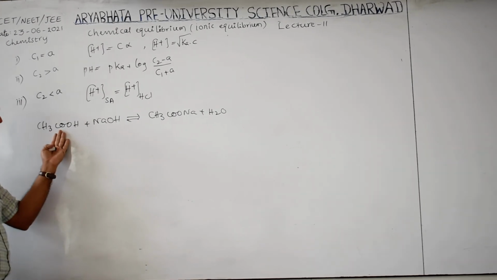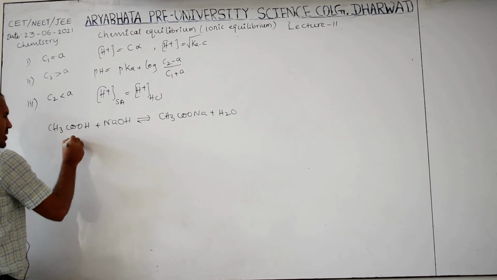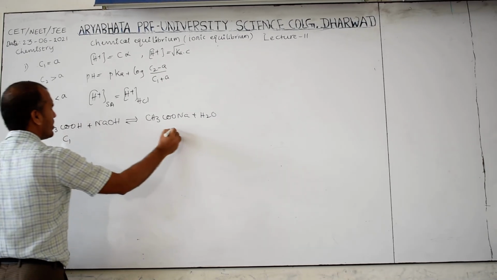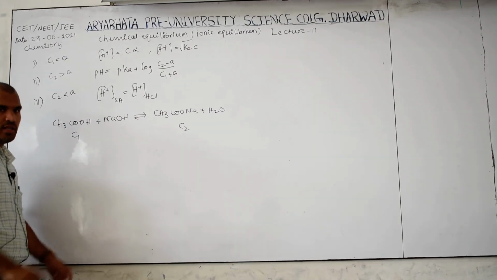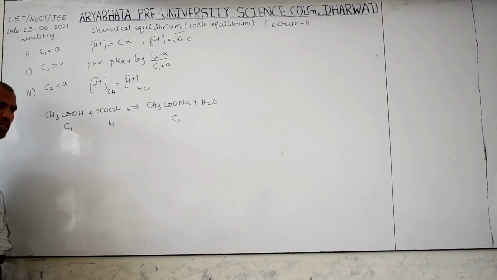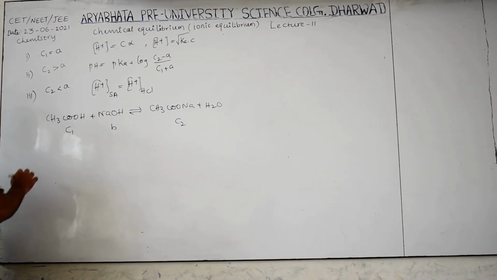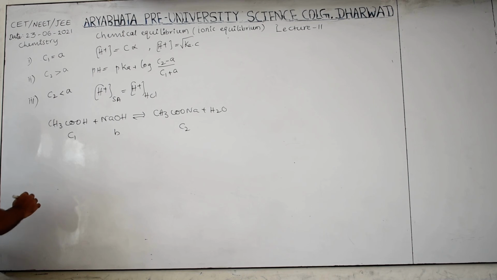Now this is CH3COOH reacting with NaOH. We already know that this is C1 concentration and this is C2 concentration, already given in the box. So now B moles is given, or C1 moles, B moles, and this is C2 moles, consider. Now here also three cases are possible.